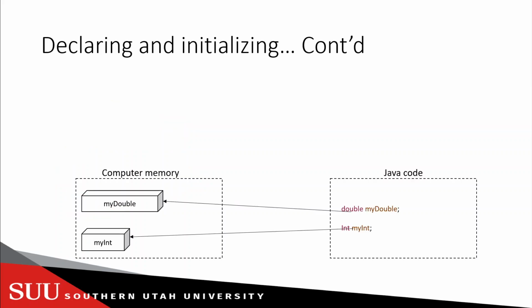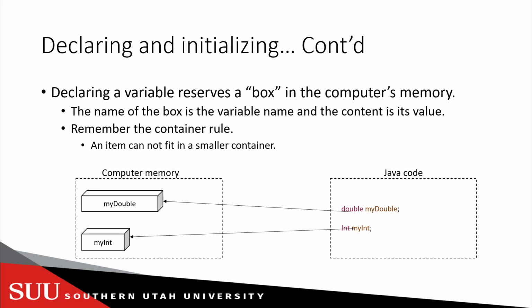Now let's talk more about declaring and initializing. Declaring a variable will reserve a box in the computer's memory, and the name of that box is the variable name, and the content is its value. So remember the container rule. Every time you create a variable, an item cannot fit in a smaller container, but it can fit in a larger container.